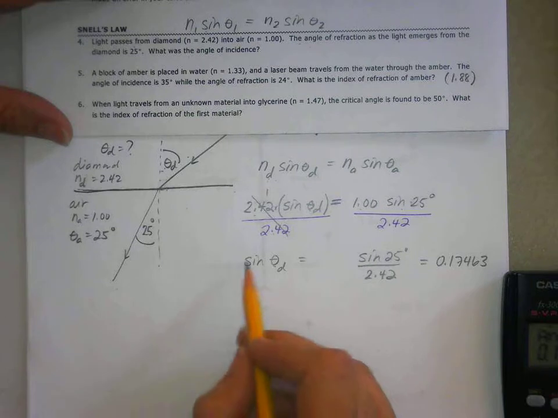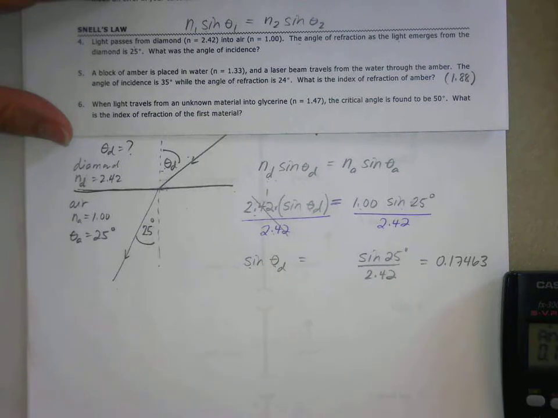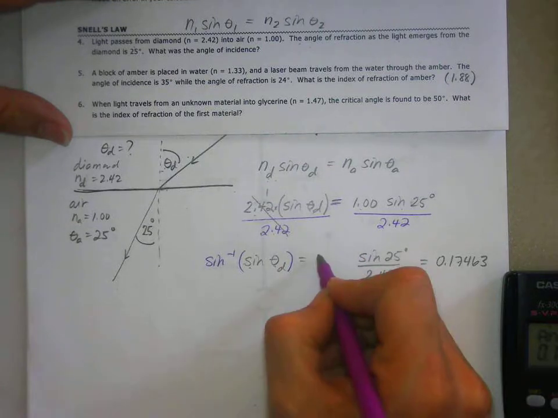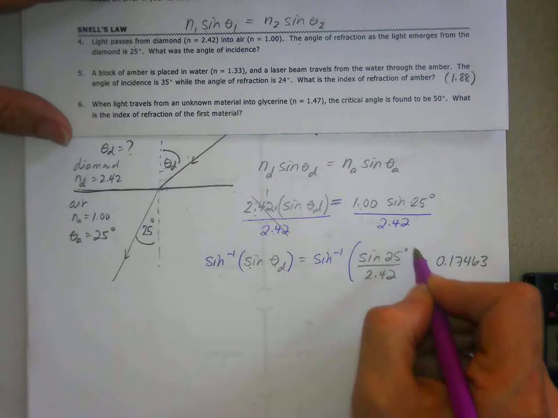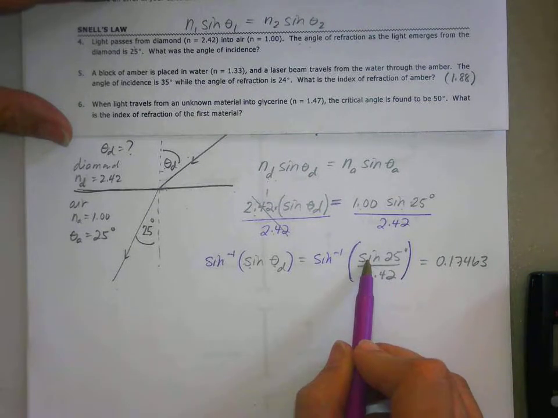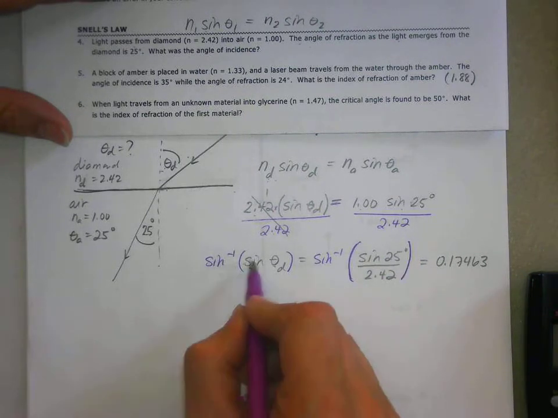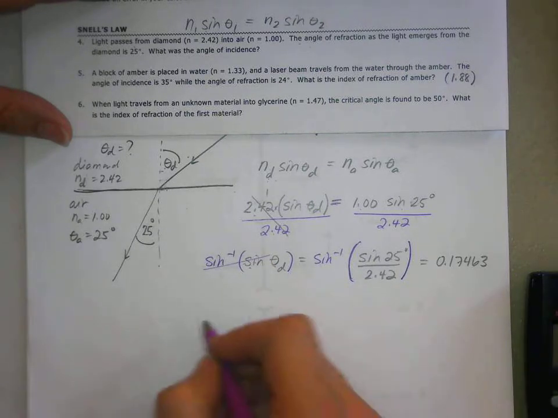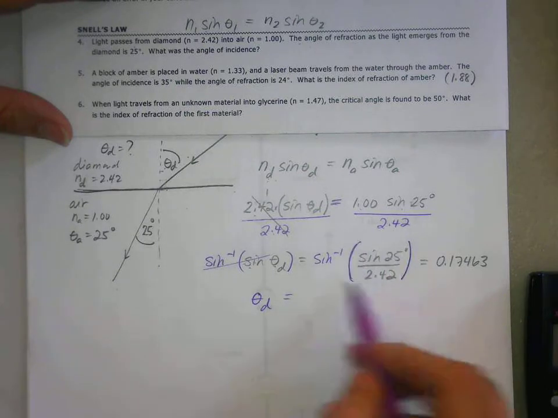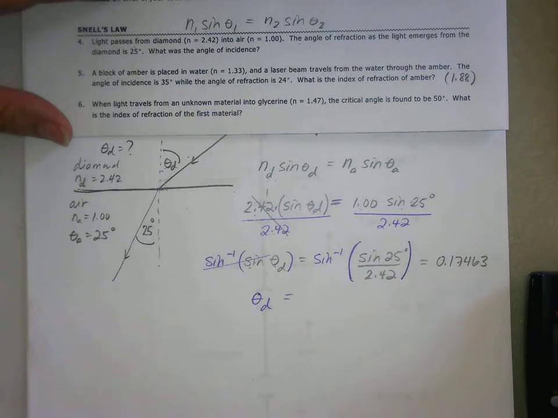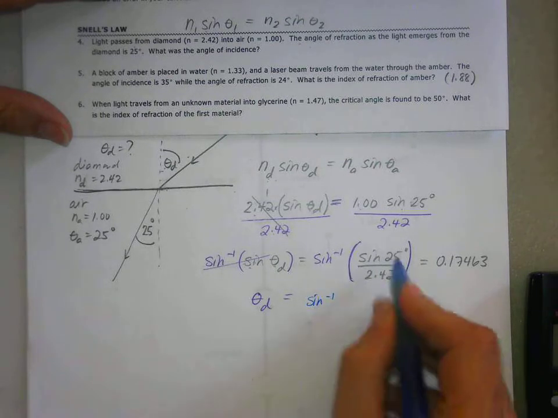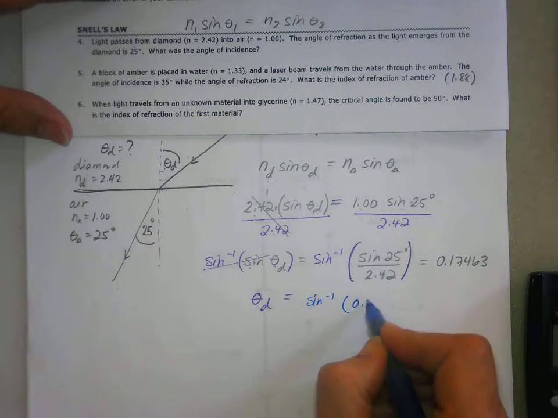So now, I need to get this out of the function. Well, you have to do the opposite. The opposite of sine is sine inverse. So if I take the sine inverse of this side, I need to take the sine inverse of this whole thing. Notice I'm doing the whole thing here, not just the numerator. So sine inverse of sine ends up just with theta D. And now this thing is what you need to put in your calculator. So I need to actually find the sine inverse of this, which is in my calculator right now.